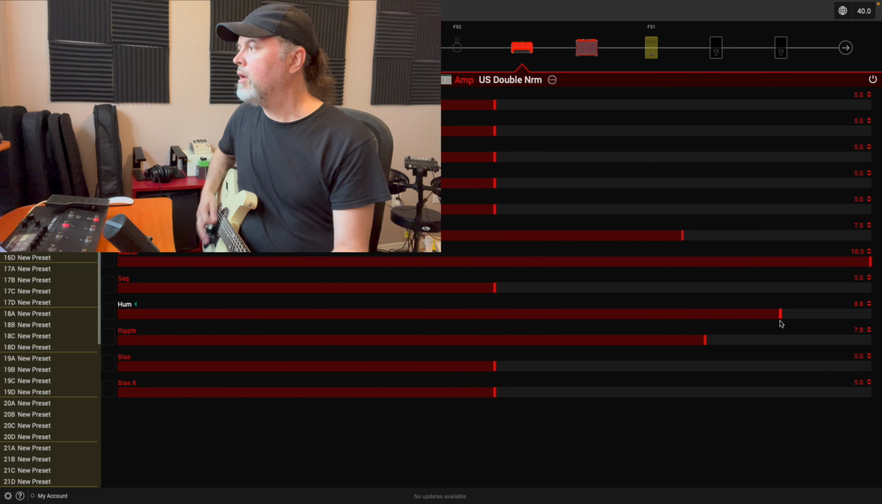Let's add SAG. So all I'm really hearing is a little more of a hum, and that's it. Let's put ripple up and SAG up. Well, if there's something maybe I'm missing, please drop a comment below, because right now the only noticeable difference I hear is if you put the hum up all the way, but why would you want that?